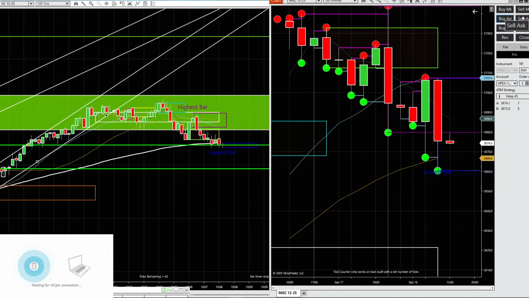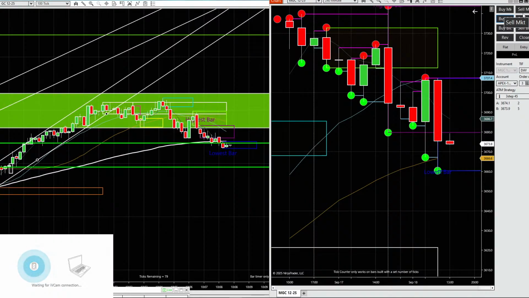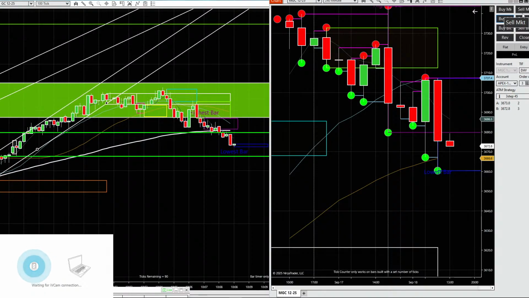Now you got equal lows down there? Dude, that's so sketchy. You just broke it. But it just stayed down there, so you're dumping. I don't trust that. Ugh.